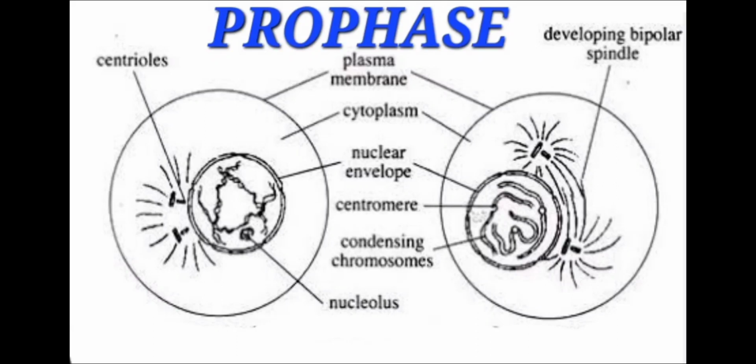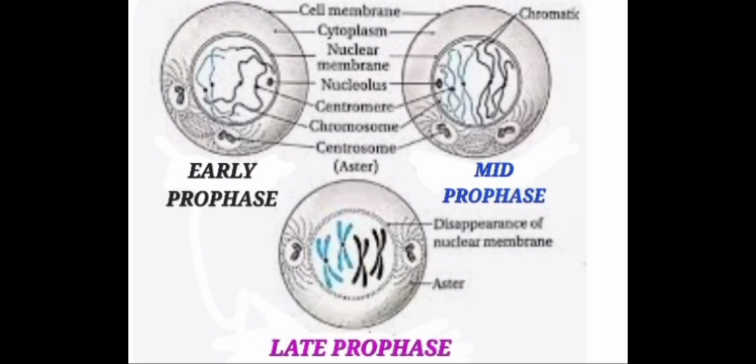Then comes the nuclear membrane, which is fragmented into vesicles. The nuclear pore complexes also dissociate, and the nuclear lamina depolymerizes. As the chromosomes condense and transcription stops, the nucleolus also disappears. The process of condensation allows the chromosomes to move along the mitotic spindle without getting tangled.